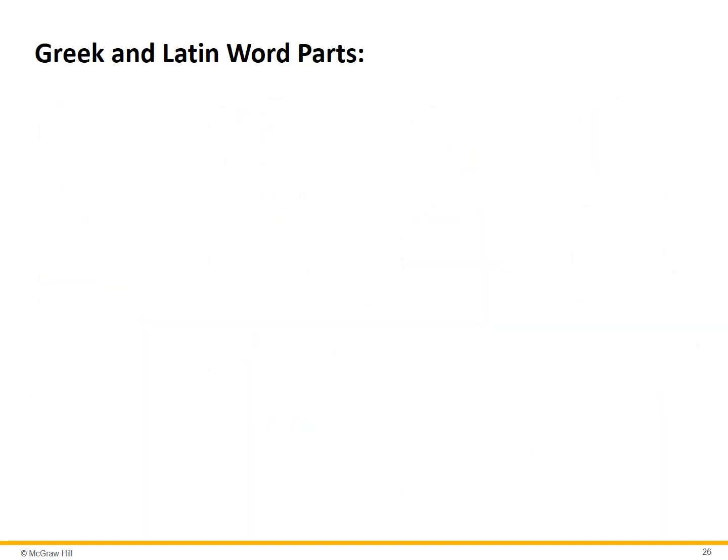Now to our Greek and Latin word parts. Erythro, meaning red. Now I mentioned another one, don't worry about it. Hema, hemo, hemato. These all are word roots for blood. Leuko, white.